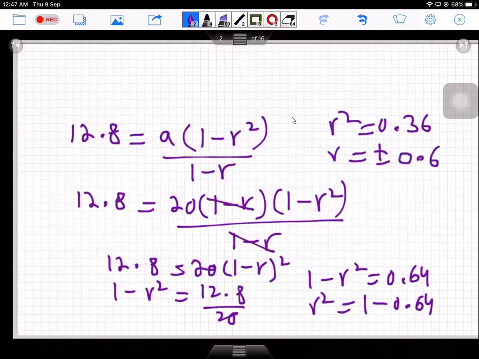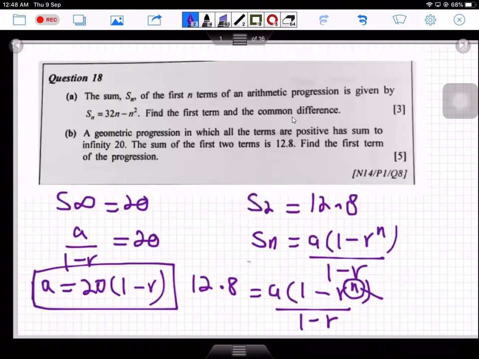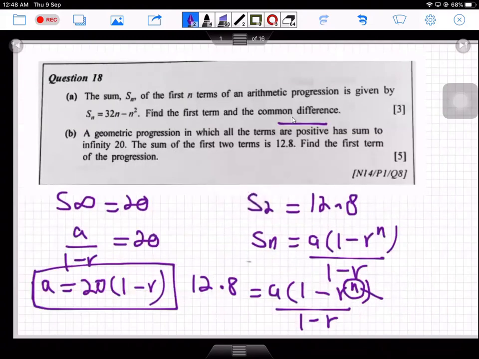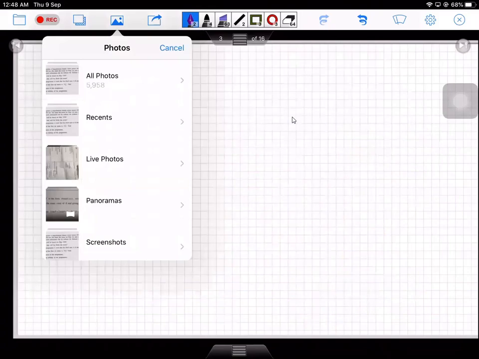Since we know the fact that all of the terms of this geometric progression are positive, obviously the common ratio is also supposed to be positive. Therefore, r is equal to 0.6 is the only acceptable answer. R is equal to minus 0.6 will be ignored. Okay. So this was basically question number 18. Let's move on to the next one.